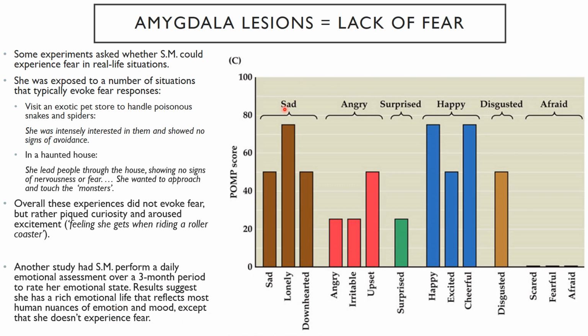So you can see the major emotions: sad, angry, surprised, happy, disgusted, afraid, that are cross-cutting. And then when you divide them into some of the subdivisions that we associate with these major divisions, such as sad, loneliness, and downhearted, angry, irritable, and upset, she was able to experience some of these things. Feeling surprised, happy, excited, and cheerful, and even disgusted. She could have that as well. But one thing that she couldn't experience was fear. So clearly her ability to feel afraid was quite compromised.